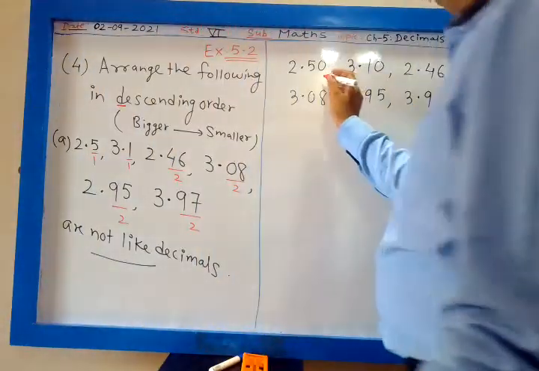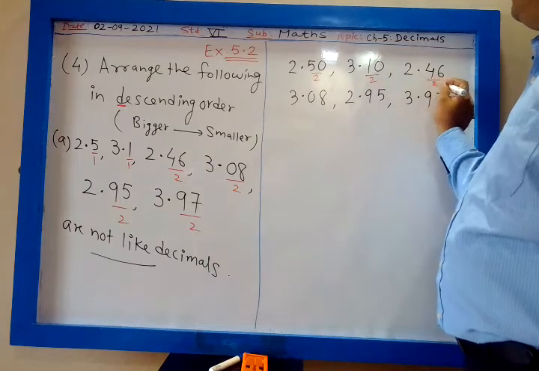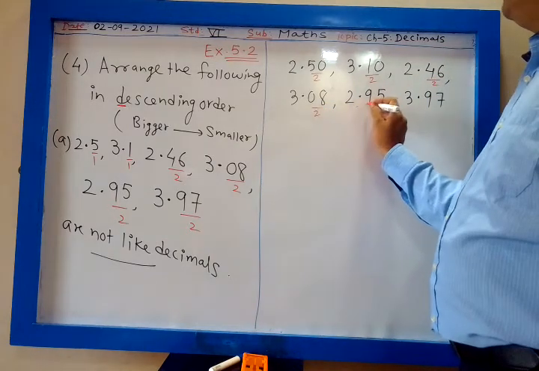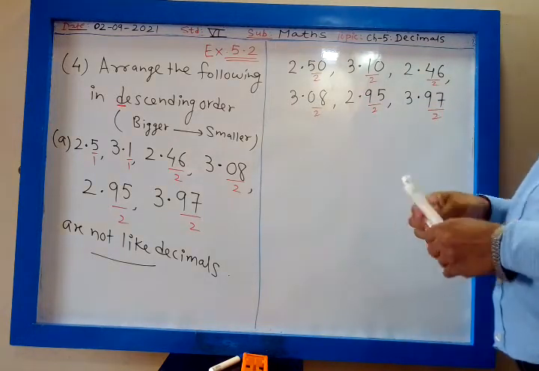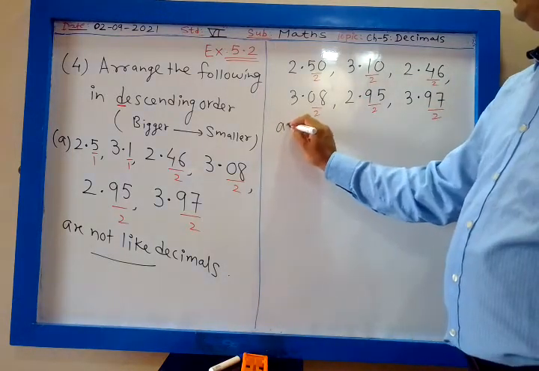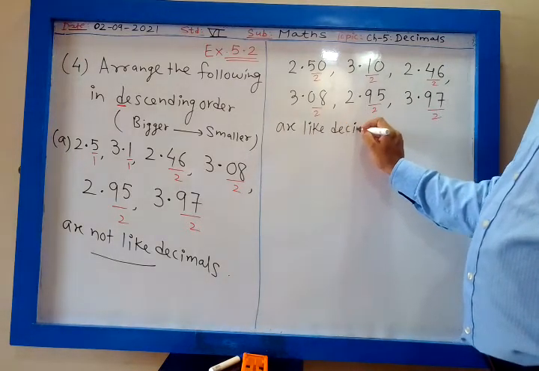Like decimals. This is 2, this is 2, this is 2, this is 2, this is 2, this is 2. So all are 2, which means they are like decimals.